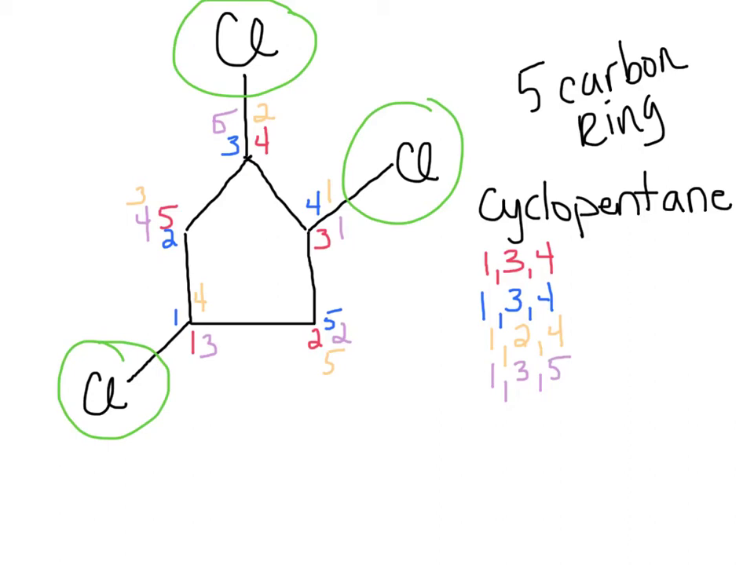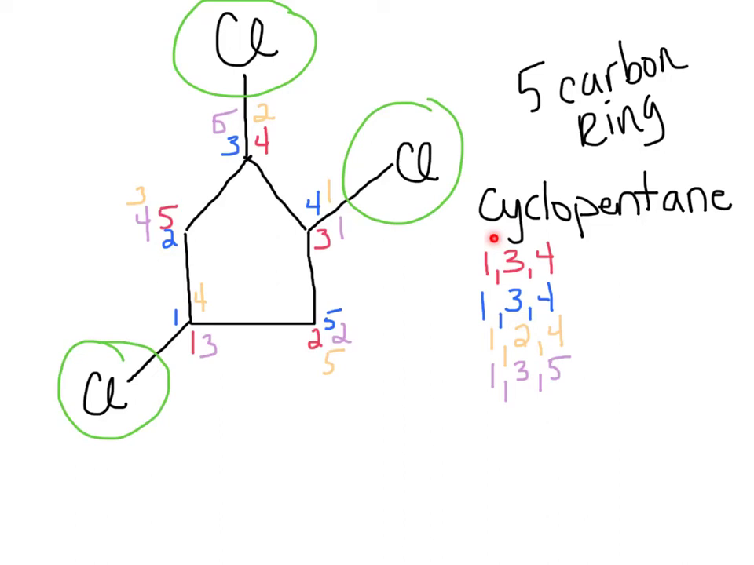Now, because it's a ring, my first substituent group is always going to be at number 1. So that really doesn't help me decide which way to number the molecule, because I'm always going to have a number 1 whenever I have more than one substituent in a ring, or even when I only have one substituent. So what I have to do then is look at the next substituent group.